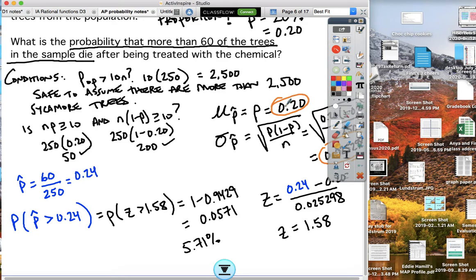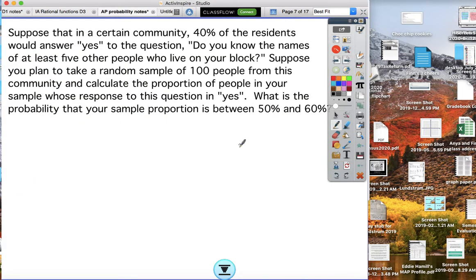Okay. So I got one more question for you, one more example. Suppose that in a certain community, 40% of the residents would answer yes to the question, do you know the names of at least 5 other people who live on your block? Suppose you plan to take a random sample of 100 people. Okay, keep that in mind. You have a sample. Also, this right here, this is the population proportion, so that is P. And our sample size is N. So that's the information that you're given.